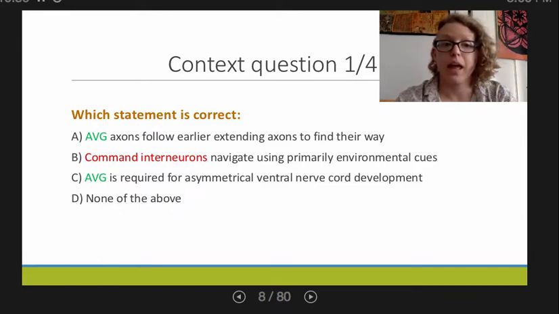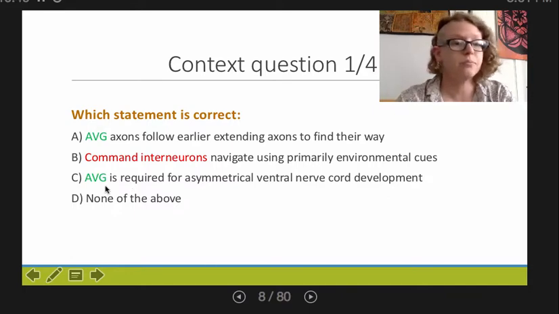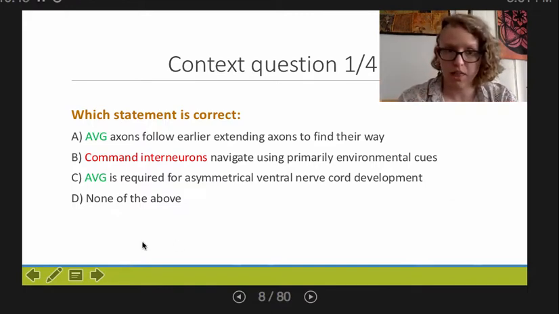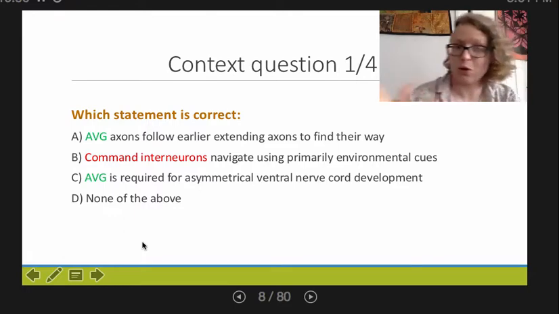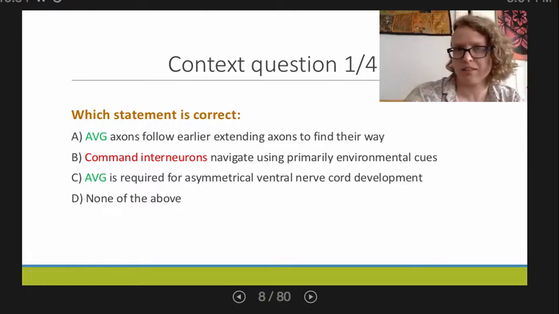Okay, so which of these four statements is correct? A, AVG axons follow earlier extending axons to find their way. B, command interneurons navigate using primarily environmental cues. C, AVG is required for asymmetrical ventral nerve cord development. Or D, none of the above. Pause, think about it, scroll back, scroll forward, come back. Are you back? Let's do this.